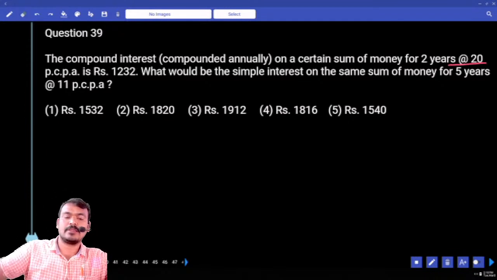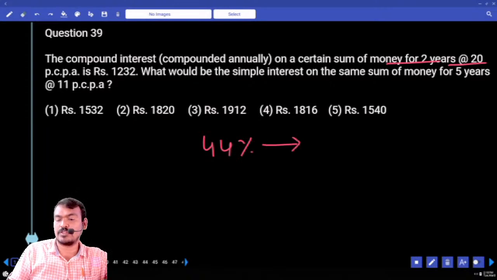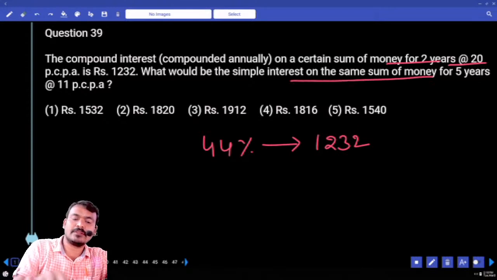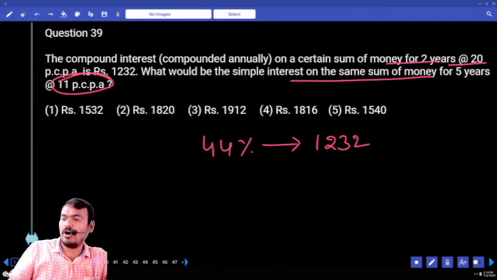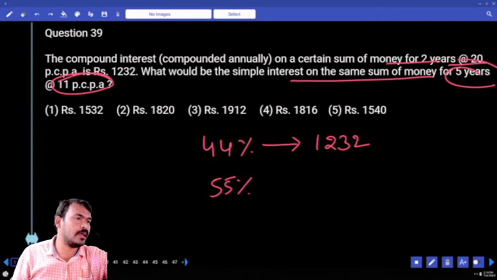What is the rate of percent in compound interest? 20%. For how many years is it given? 2 years. 20% for 2 years means what is the compound interest? 44%. But in place of 44%, how much value is given? 1232. Next, what would be the simple interest or not? What is the rate of percent in simple interest? 11%. How many years are given? 5 years. 11% for 5 years means 55% or not?